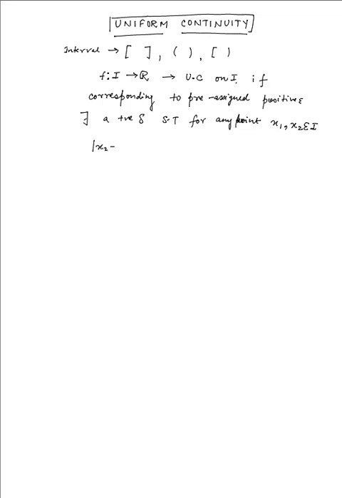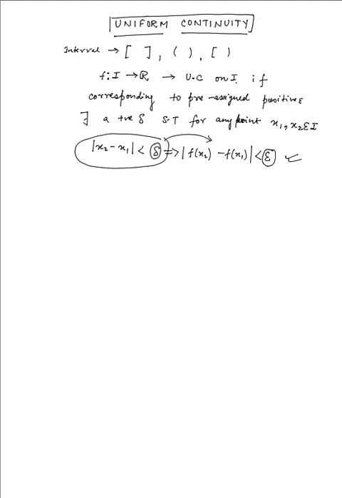modulus of x2 minus x1 is less than delta, this implies the modulus of f(x2) minus f(x1) is less than epsilon. So you can give me the value of epsilon, and I can give you a delta. Suppose you give epsilon equal to 1, I give you a delta. So if this exists, then this automatically exists, right? This is basically the definition, which is very important because this is the formal definition.